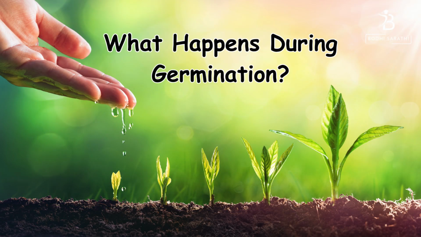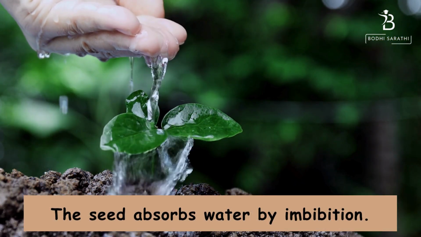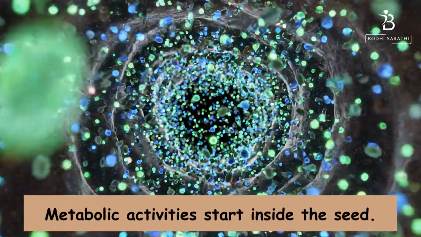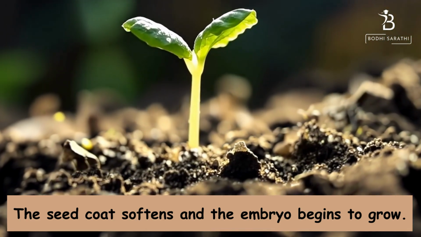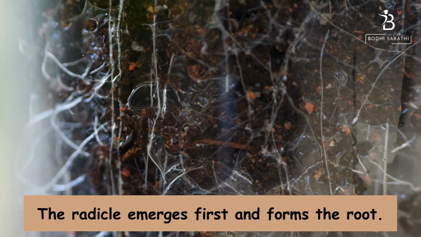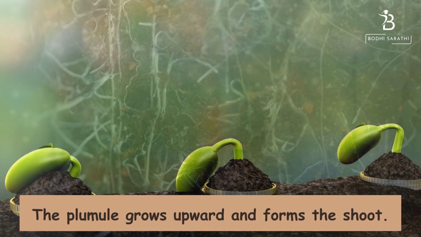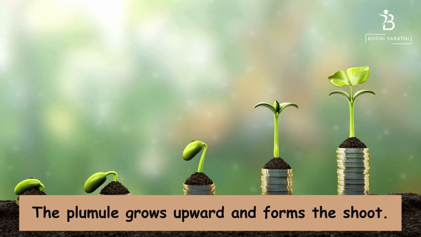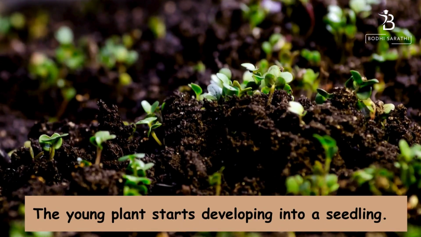What happens during germination? 1. The seed absorbs water by imbibition. 2. Metabolic activities start inside the seed. 3. The seed coat softens and the embryo begins to grow. 4. The radicle emerges first and forms the root. 5. The plumule grows upward and forms the shoot. 6. The young plant starts developing into a seedling.